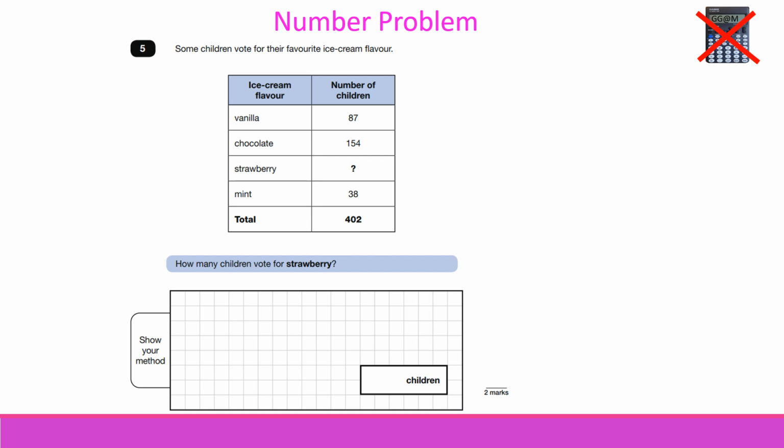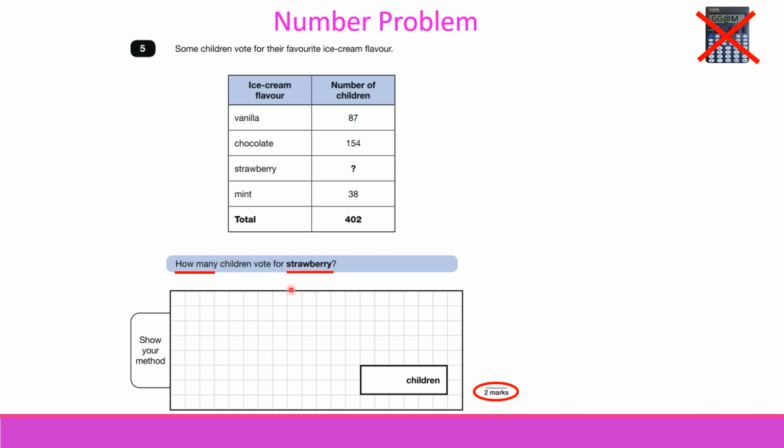This is a number problem, and we've got to work out how many children voted for strawberry. So the key words in the question are how many and strawberry. So basically you've got to work out what the question mark is here in this table. You need to write your answer in the box provided, and this will give you 2 marks.